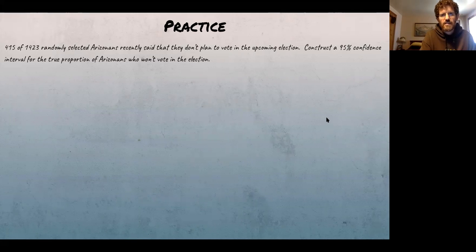And hopefully you guys did this. If you did, you can just compare your work against what I'm about to do here. If you didn't, we're going to run through it. It's really, really important that you guys are getting comfortable with the full process of constructing confidence intervals because, well, it's something you need to know.